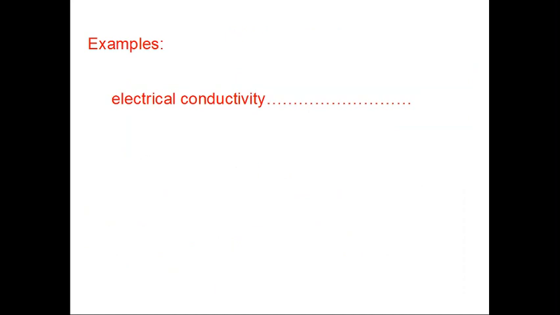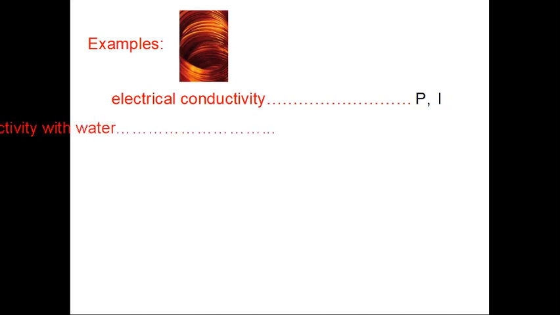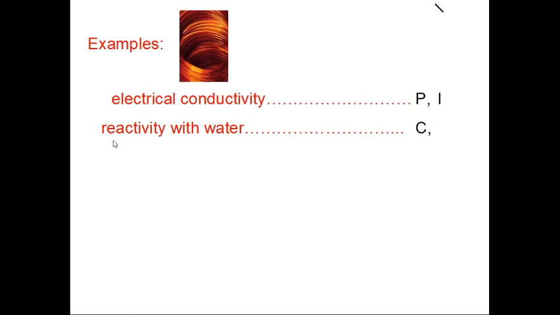So let's do some examples real quick. Electrical conductivity is a physical property, an intensive property. You don't change the wire when you shoot electricity through it. Reactivity with water. There's a buzzword. Reactivity. How will it react? That is a chemical property. Chemical and intensive.